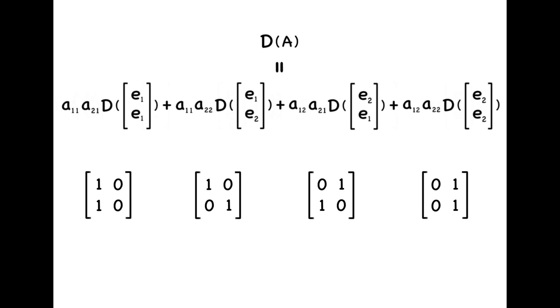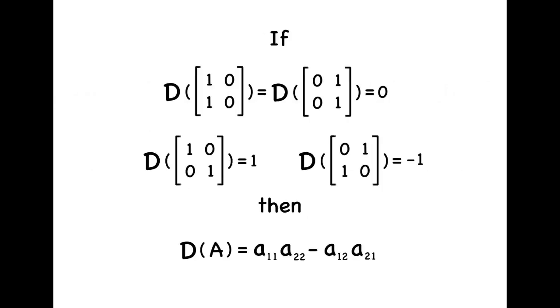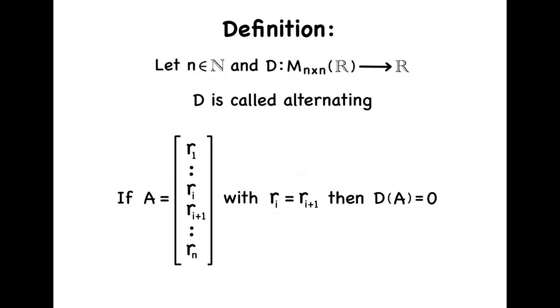Don't you agree D kind of looks like our good old determinant function on 2 by 2 matrices? To be precise, if D maps those four matrices to specific real numbers, then D is the determinant function that we are familiar with. This motivates our next definition. We say D is alternating if, given a matrix A with two identical adjacent rows, D maps matrix A to 0. Now we will prove an important result, which will be useful in a later part of the video.